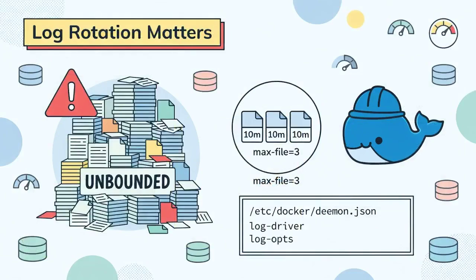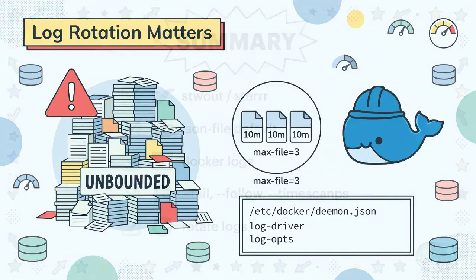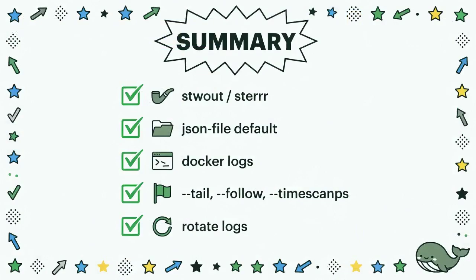Here's the gotcha. json-file grows forever unless you tell it to stop. Unbounded logs will eventually eat your disk. The fix is rotation, set per container with --log-opt max-size and max-file, or globally in /etc/docker/daemon.json.